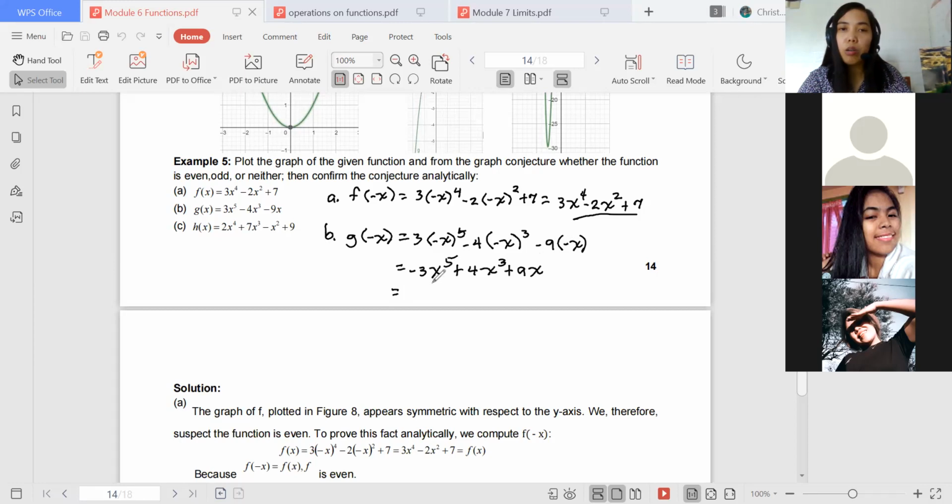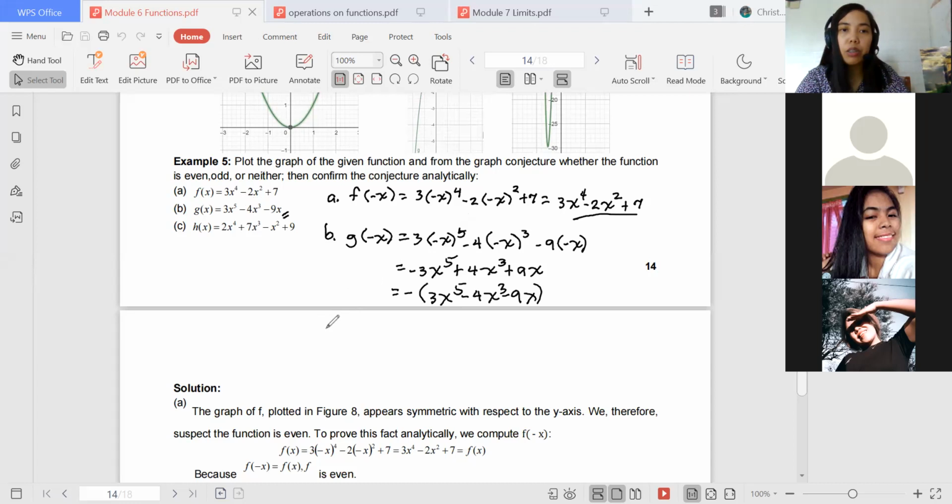We can check if this is the negative of the given. We'll just factor out a negative: negative times 3x to the fifth minus 4x cubed minus 9x. And as we've noticed, this is the negative of the given function, 3x to the fifth minus 4x cubed minus 9x. Therefore, letter B is an odd function. Okay, so therefore, the graph of g of x is symmetric to the origin.